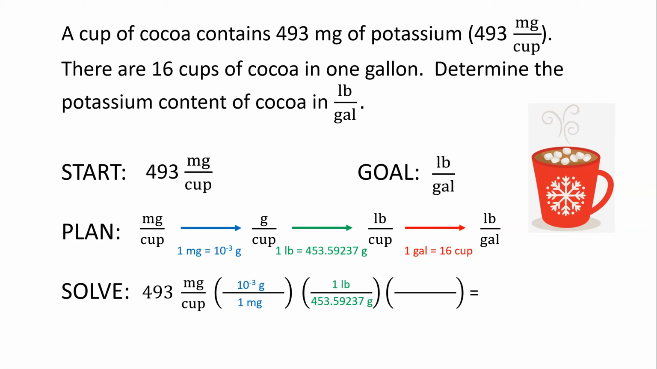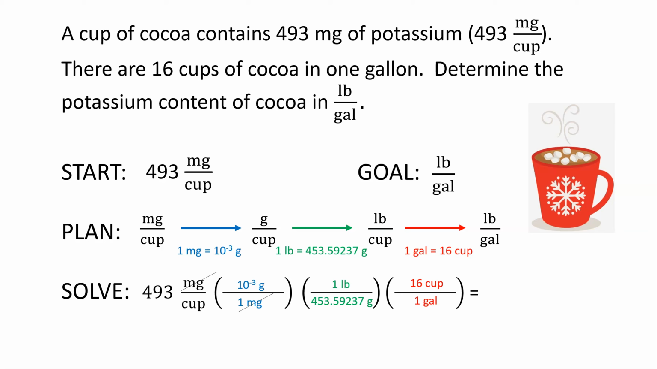Now we need to change the denominator from cups into gallons. So note that the cups is already in the denominator. So if we want it to cancel, we're going to need to put the cups part of this conversion, the 1 gallon equals 16 cups, we're going to have to put that in the numerator. So the units of cup cancel out, and then our unit of gallon will be on the bottom. That goes with the 1 part of that conversion factor.